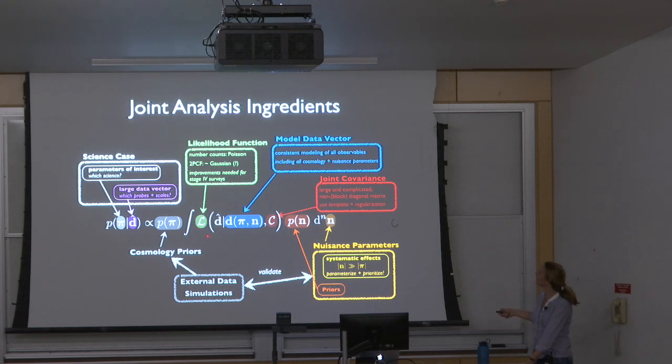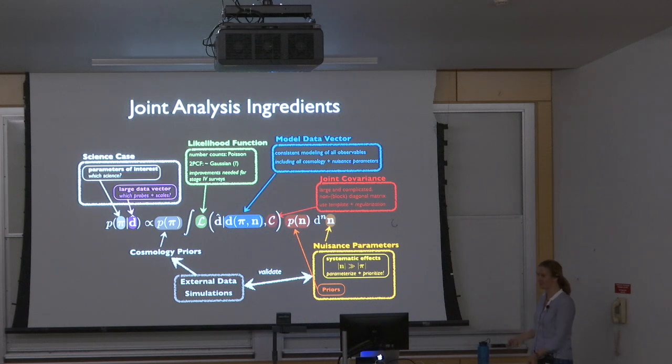So we need a likelihood function, which for now we often assume to just be a multivariate Gaussian, mostly because we haven't had time to go beyond that. But a lot of work has to happen for this to adapt to the reality of the mid-2020s. This is the likelihood of our observed data and our model, where now our model data vector contains not only our parameters of interest, but a large number of nuisance parameters that are supposed to capture systematics. This is what most of my talk will be about.